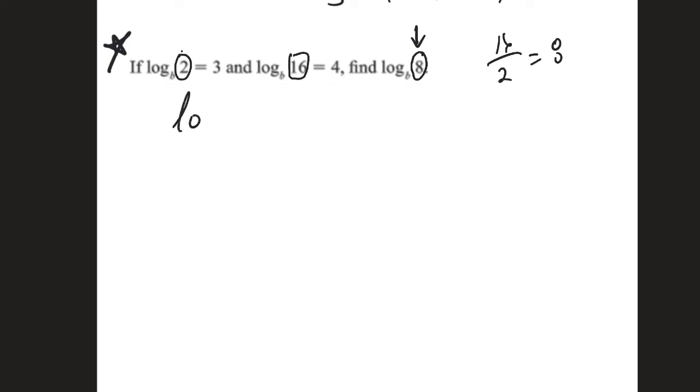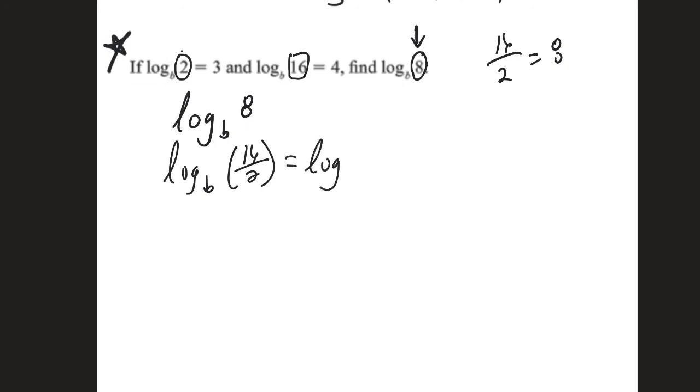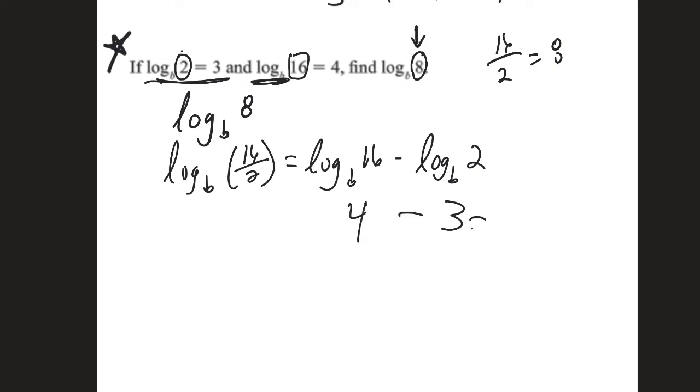So I could take my log base b of 8, and I could rewrite it as log base b of 16 divided by 2. And then I have the quotient property, so if I wanted to, I could separate this out and say log base b of 16 minus the log base b of 2. And then I know that the log base b of 2 is equal to 3, and the log base b of 16 is equal to 4, and 4 minus 3 is 1. So the log base b of 8 must be 1.